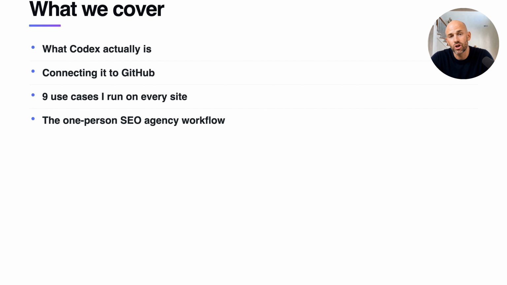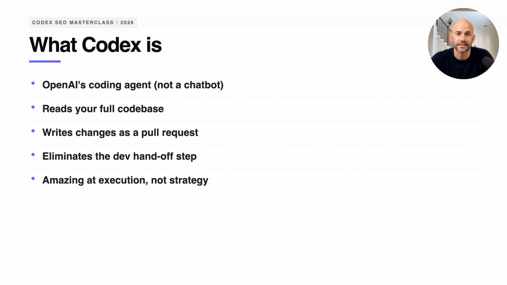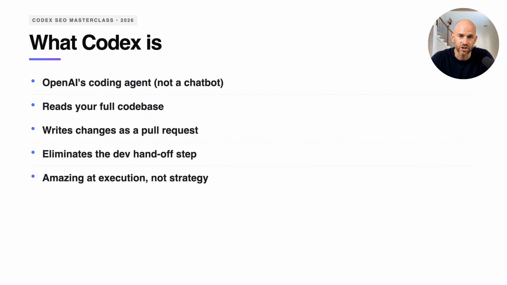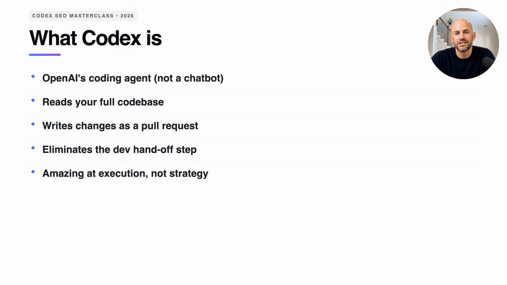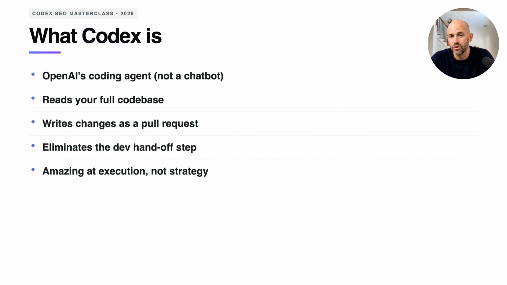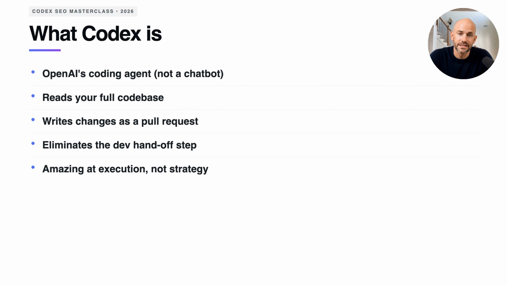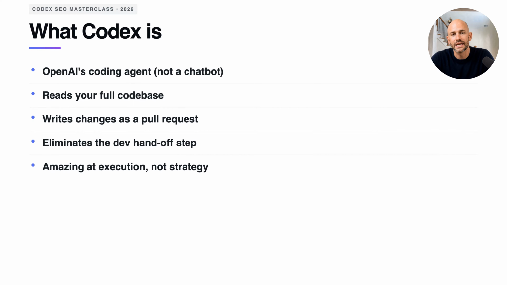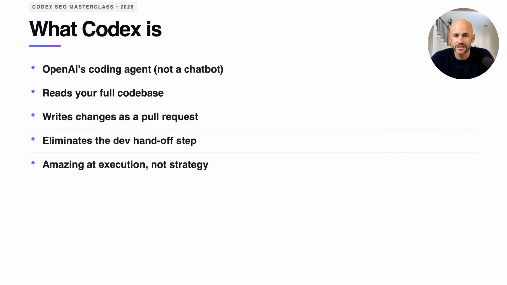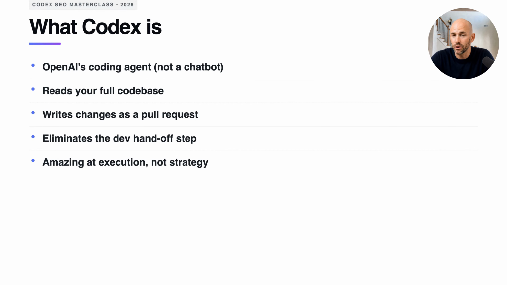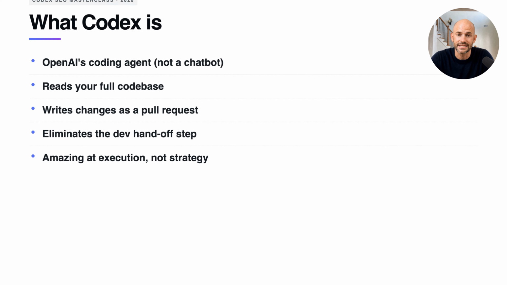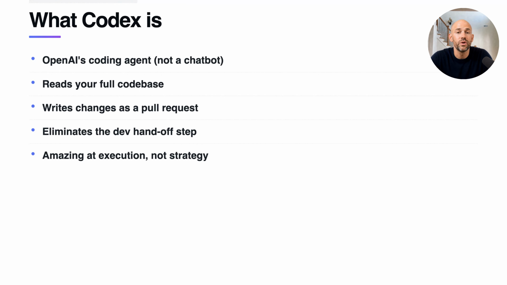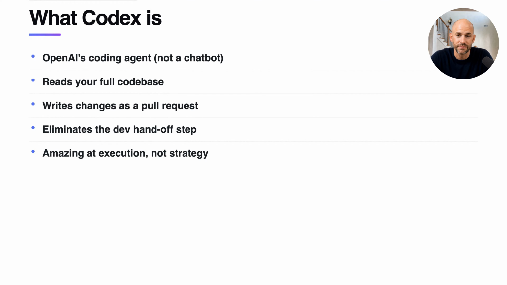Codex is OpenAI's coding agent. It reads your code base like a senior engineer would and makes changes through GitHub. You connect it to your repo, tell it what you want, and it submits the work as a pull request you review and merge. For SEO, this is a game changer. Most SEO tools sit outside your site and hand you a list of fixes someone else has to implement. Codex eliminates that second step. It reads, analyzes, and fixes inside the code base. What used to take a week of back and forth with developers now takes me about 2 hours.